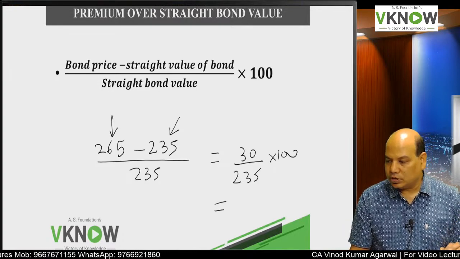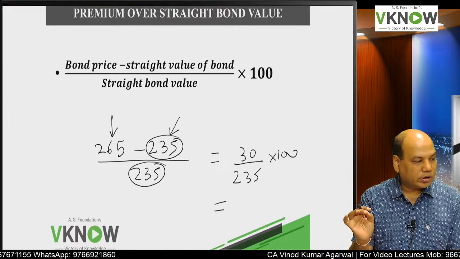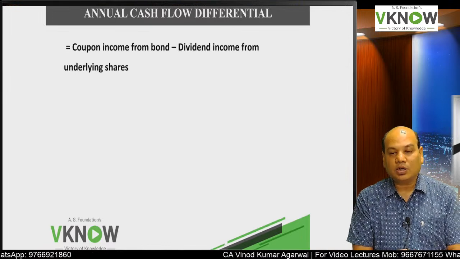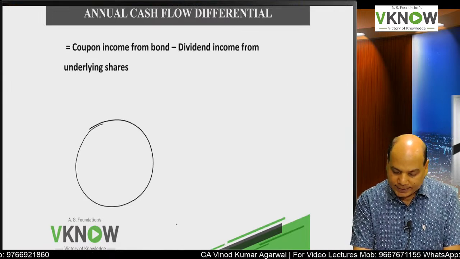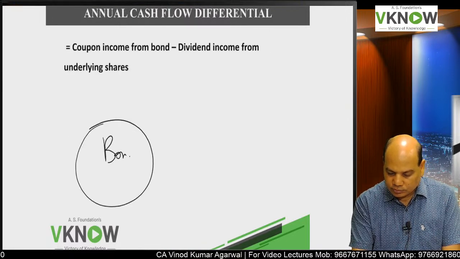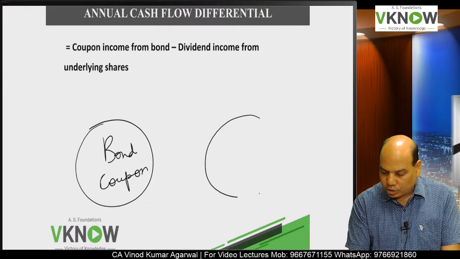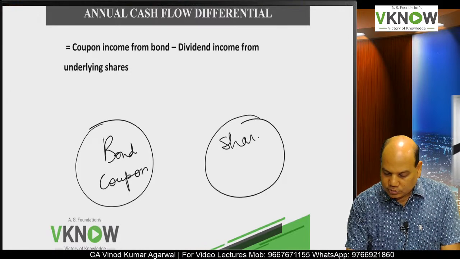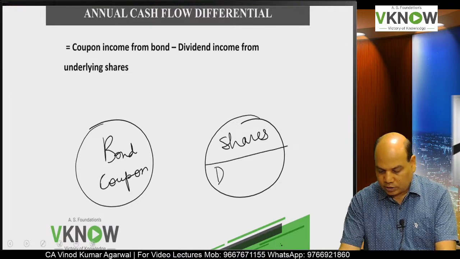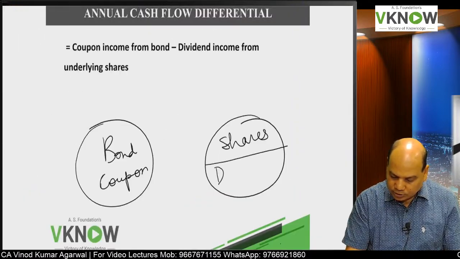If they ask premium over conversion value, take conversion value here. If they ask premium over straight bond value, take straight bond value here. Then the next is annual cash flow differential. If I buy a bond, I will get coupon. Instead of the bond, had I bought shares, I would have got dividend.